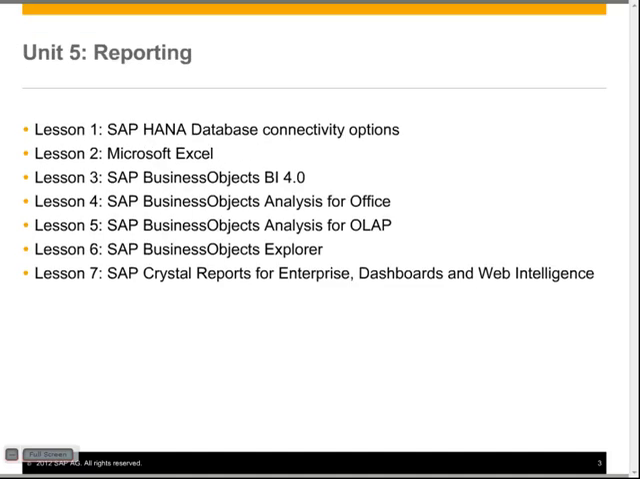So what we're going to see in this unit is that we're first going to look at some of the database connectivity options, as in the communication protocols that we can use to query HANA. We're going to see the different client tools that we can use. It's going to be Excel, and it's also going to be a wide range of different business objects clients that we have at our availability.